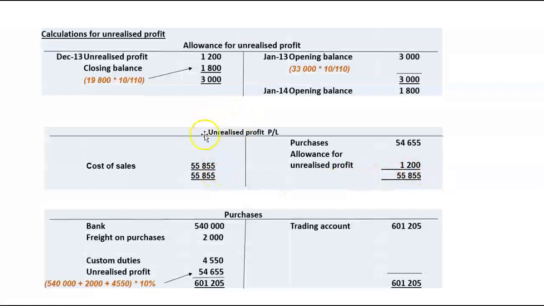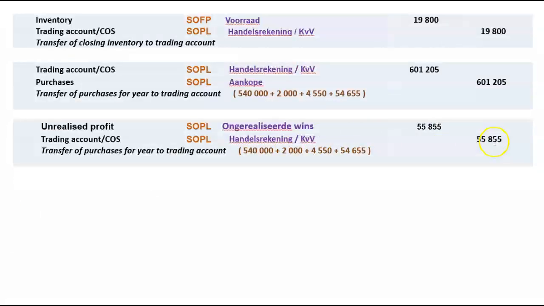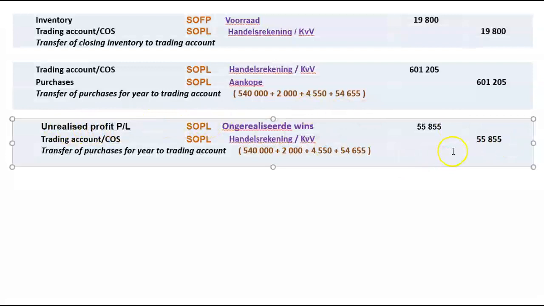trading account. So clearly here, to get rid of this account, I have to debit this account with 55,855. And I'm going to credit cost of sales or my trading account with 55,855. Unrealized profit, that is my P&L account once more. Debit with 55,855, and I'm going to credit my trading account or my cost of sales account, 55,855. And then I'm done with all the journal entries associated with inventory.